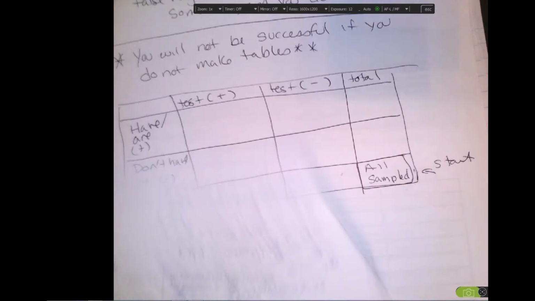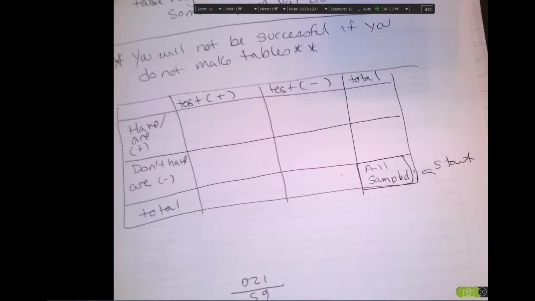So you can have an and or an or. You can have a basic probability, or you can have conditional probability. Make sense? Yes. Okay. All right.